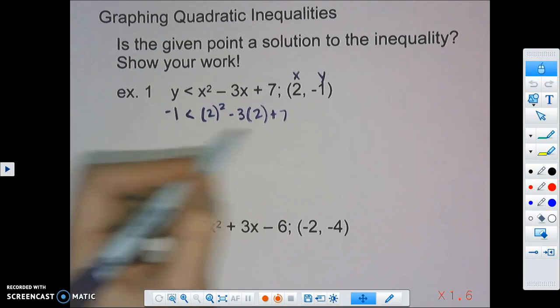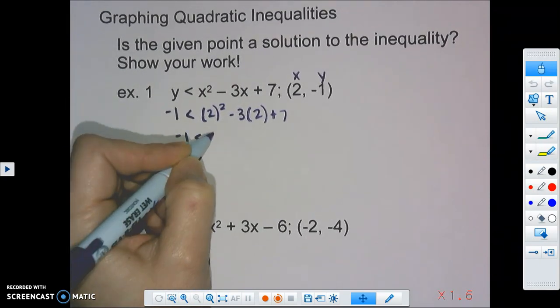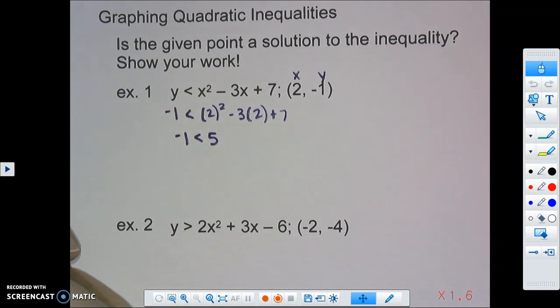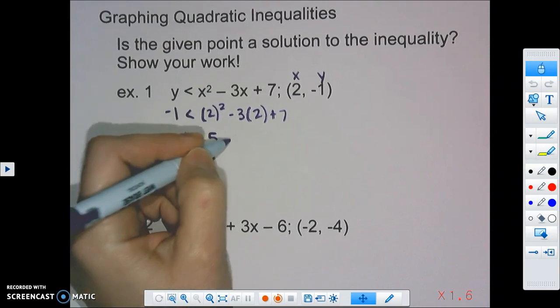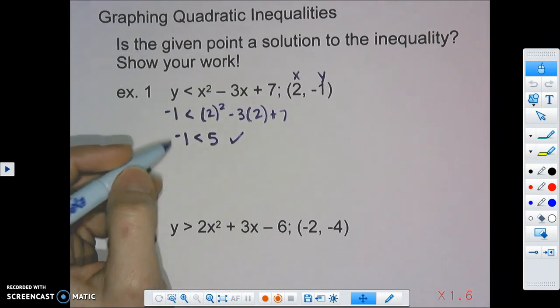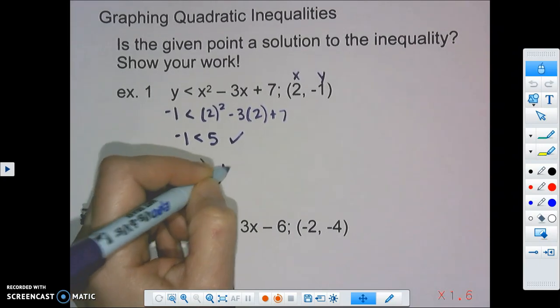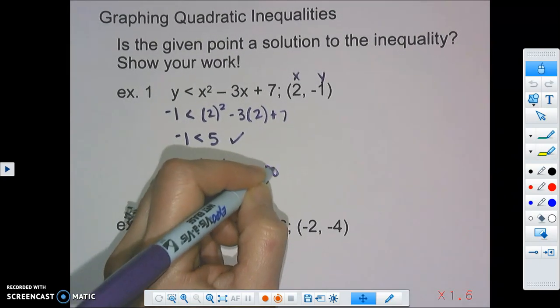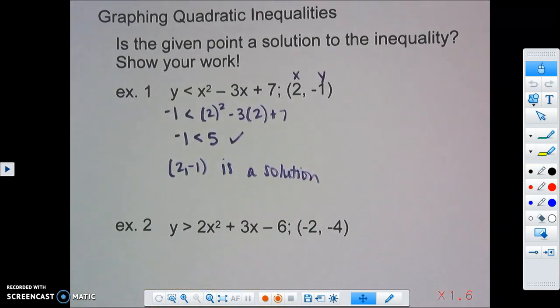And when you calculate this on the right-hand side, we get -1 is less than 5. And we're going to see if that is a true statement. And in fact, -1 is less than 5. So this is a true statement, and we would say that (2, -1) is a solution. So with each of these questions, as long as they ask you if something is a solution or not, then you would plug in those numbers.